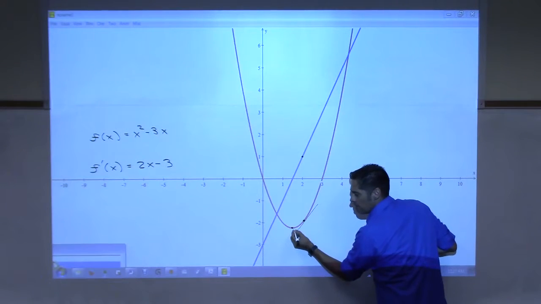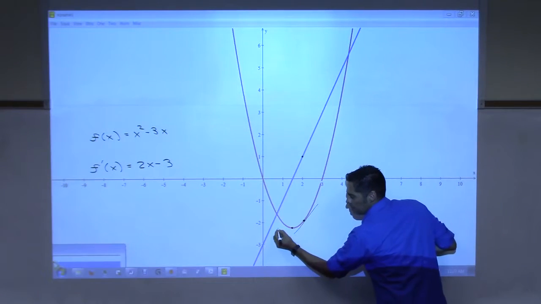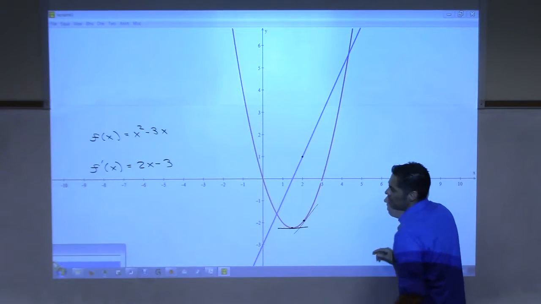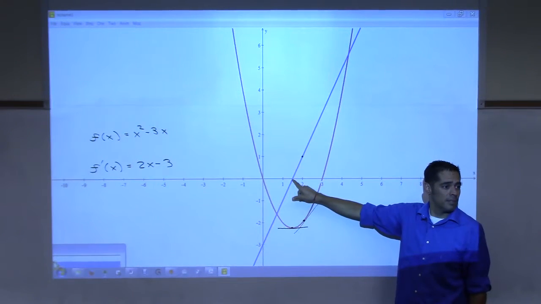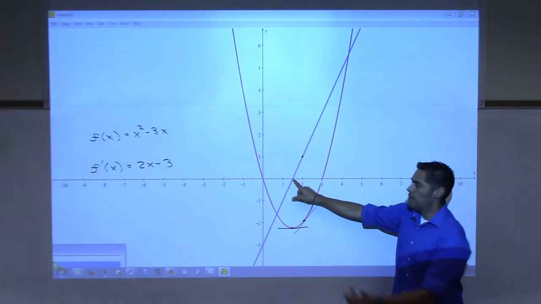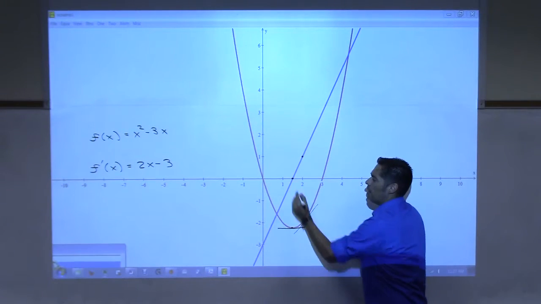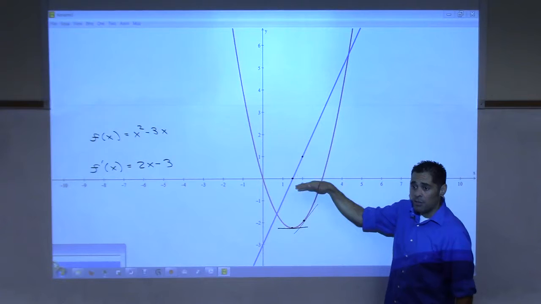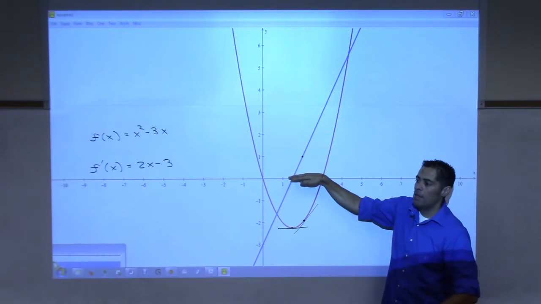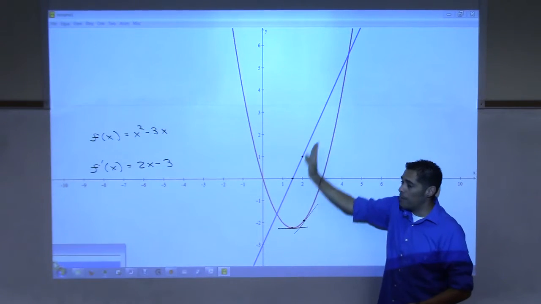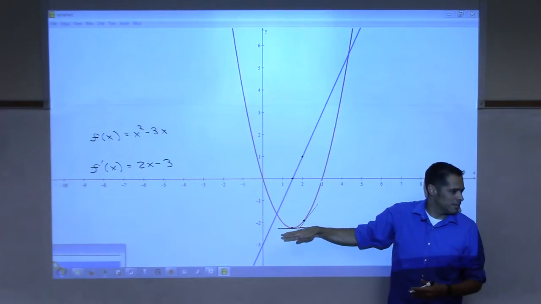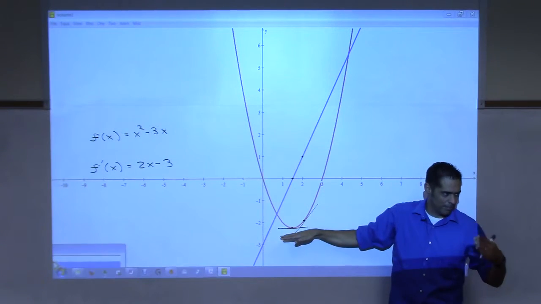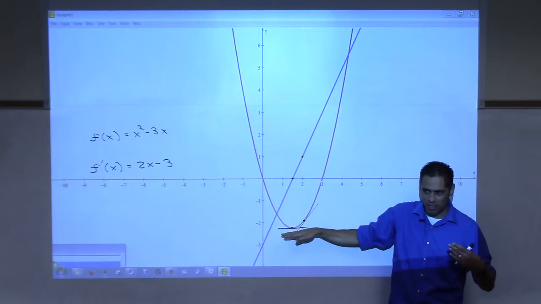What about at this point right here? What's the slope of the tangent line at that bottom point? 0. Do you see that that corresponds to the x-intercept of this blue line? Because at that point, the y value is 0. If the y value is 0 on the derivative function, that means the slope of the tangent line on the original function is 0. Are you capturing that? It's a lot of language here.